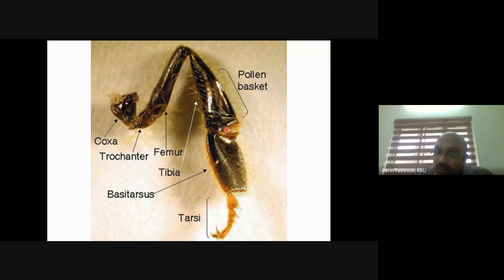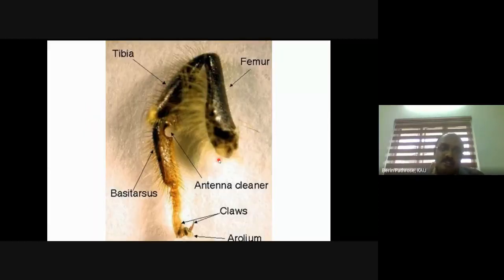This is the pollen press. You can see hairs over here, that is the pecten. This is the auricle. And I told you, here you cannot see the pollen comb because the pollen comb is on the inner side of the leg. Here we are seeing the outer side. That's why we can observe the pollen basket or corbicula, but the pollen comb we cannot observe. The pollen comb is on the basitarsal segment, on its inner surface.